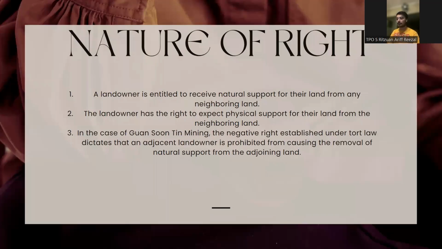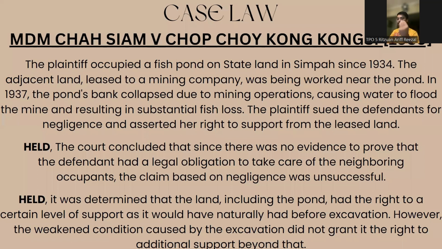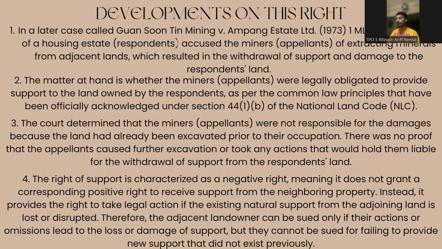So here we can see that the points where the landowner's contribution of natural support from the neighbour's land plays a very big role. In the case, a pond was occupied in 1954, and it collapsed due to some mining operations, causing flooding and damage to the subsection, which was also held by the park conclusion. In the sense, there was no evidence to prove that the family had any conflict with the neighbouring occupants. The claim based on negligence was unsuccessful. But as you can see, there are points where the miners and offenders had filed for more and more returns, or they wanted to have more support.